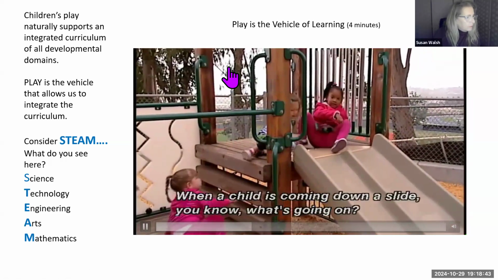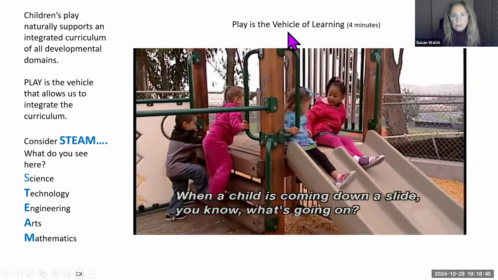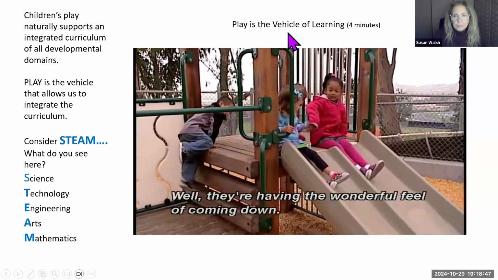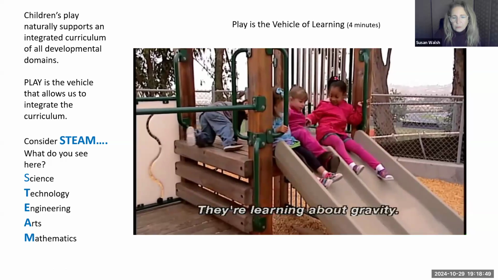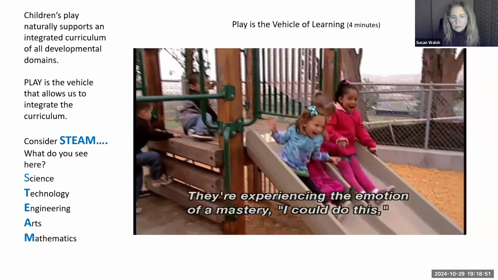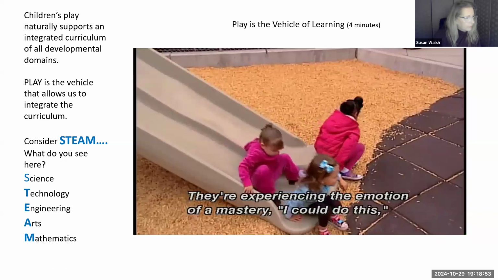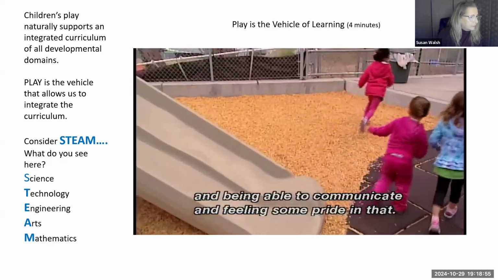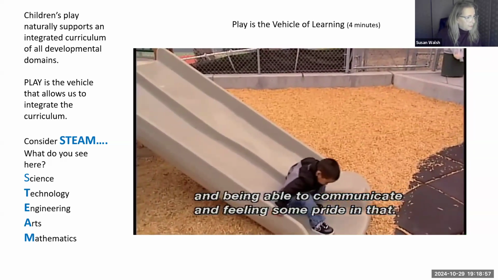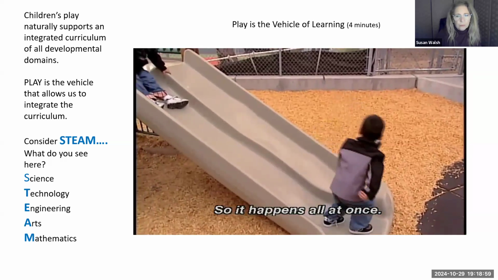When a child is coming down a slide, what's going on? Well, they're having the wonderful feel of coming down. They're learning about gravity. They're experiencing the emotion of mastery, I could do this, and being able to communicate and feeling some pride in that. So it happens all at once.